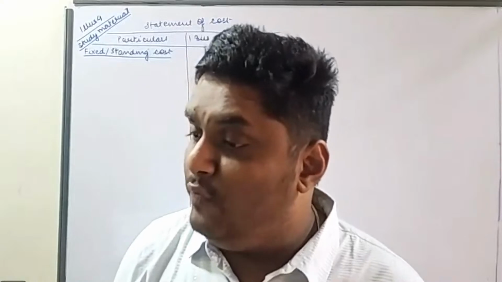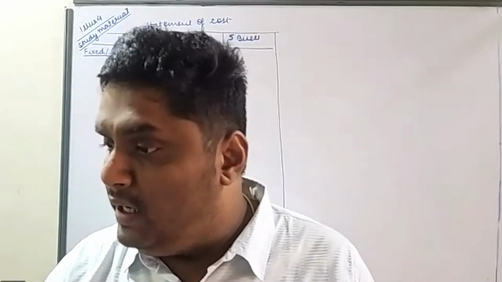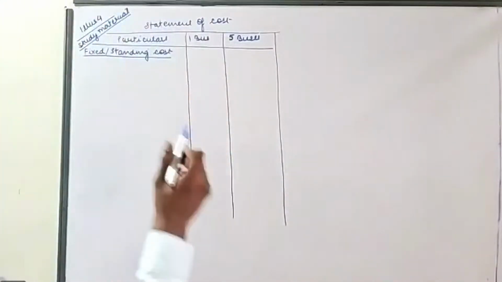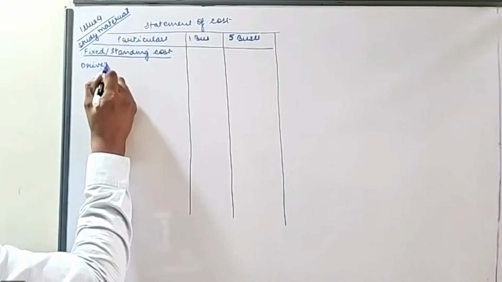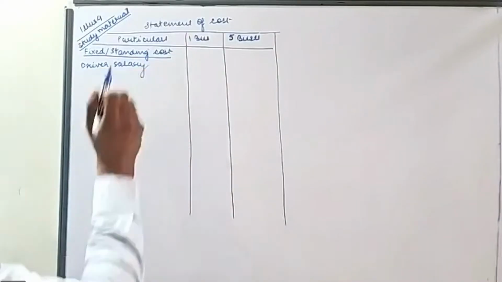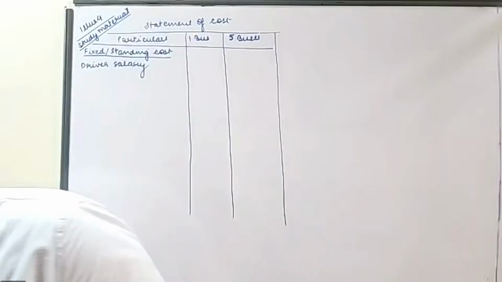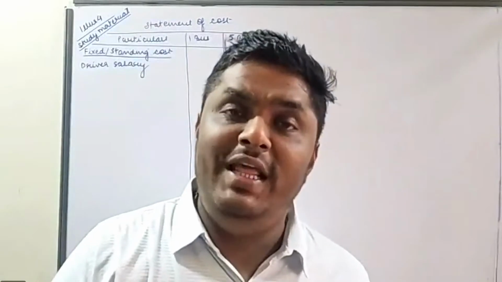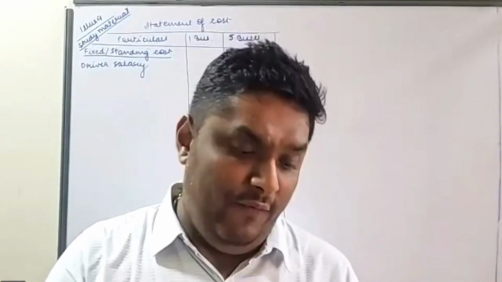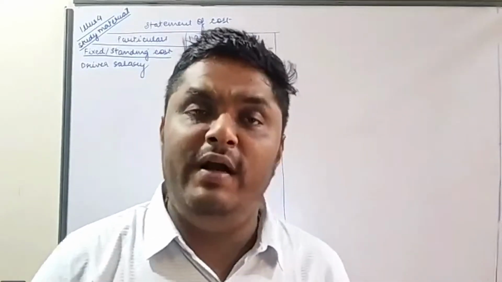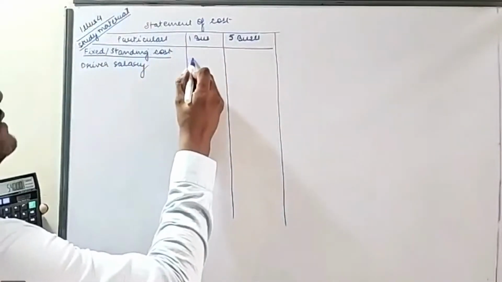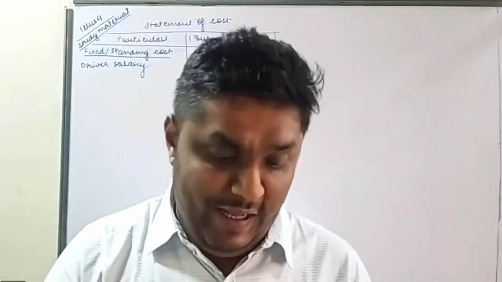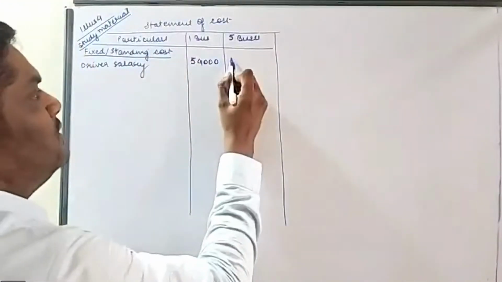So driver salary is 4,500 per month per driver, and the total number of buses is 5. I'm not writing the calculation part. See, even though the school is running for 9 months, we are paying the driver's salary for the full 12 months. So 4,500 into 12 will get 54,000, and for 5 buses, it will be 2,70,000.